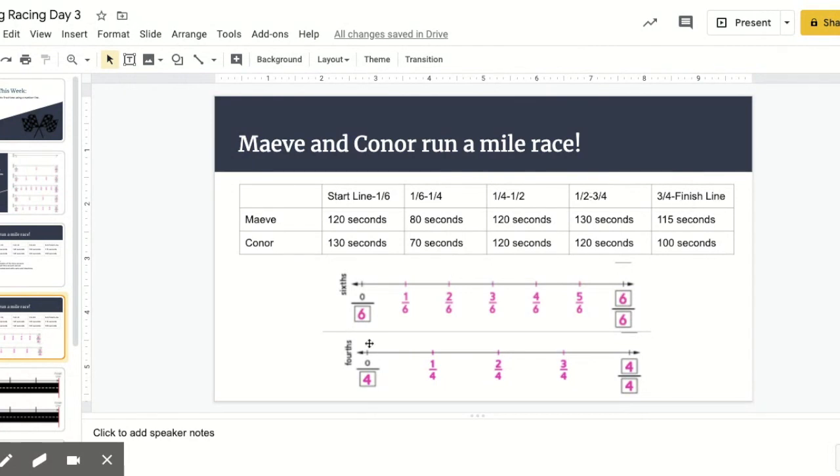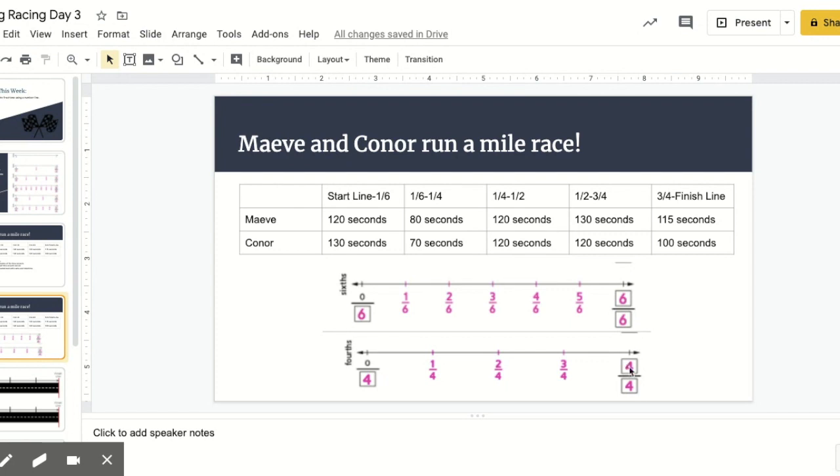So I know that my fourths number line is going to come in handy, and I also need to take a look at my sixths to see where 1/6 falls in relation to fourths. So I've lined up my number lines here, and it looks like 1/6 falls just before 1/4. So that's important to know going forward. Okay, then everything else can just be our denominator of 4. So 1/4, 2/4, which is equivalent to 1/2, 3/4, and the finish line would be equivalent to 4/4.